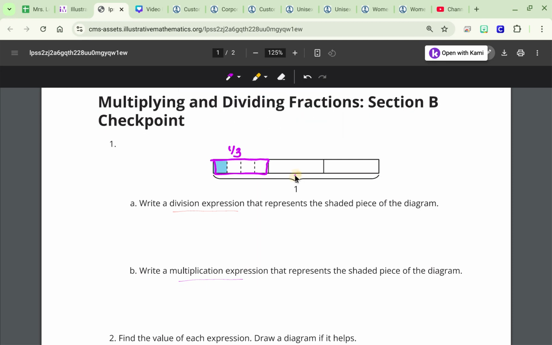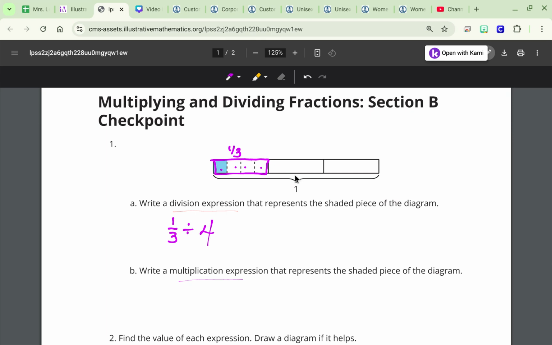So we know that our first number, our dividend, is the whole thing that's being divided up, and that first number is going to be 1/3. Now 1/3 is divided into how many parts? Well, it's divided into 1, 2, 3, 4. It's divided into 4 parts. So our answer for number 1A is 1/3 divided by 4.